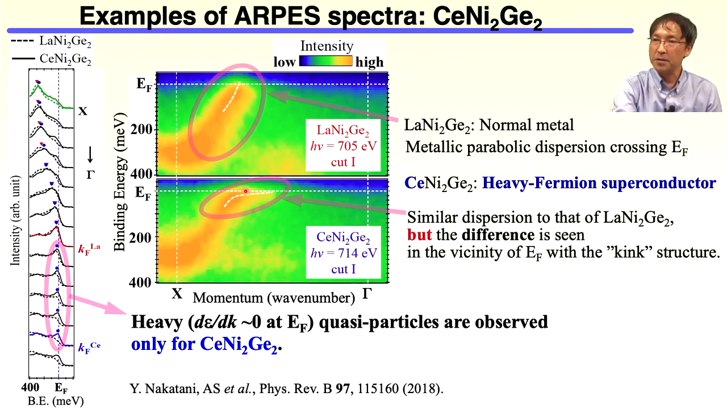We can also evaluate the effective mass m star of this band. For LaNi2Ge2, the estimated m star is 2.1 m_e, where m_e stands for the free electron mass. For CeNi2Ge2, m star is evaluated as at least 22 times heavier than the free electron mass, showing the signature of the formation of the heavy fermion. From the detailed and high-resolution ARPES measurement, the important properties of the conduction electron can be revealed as shown in this figure.